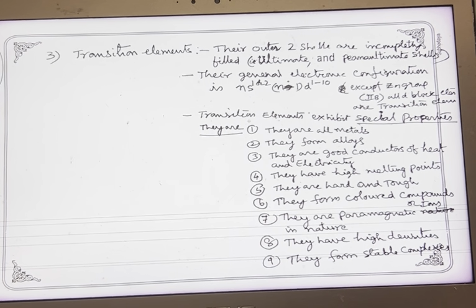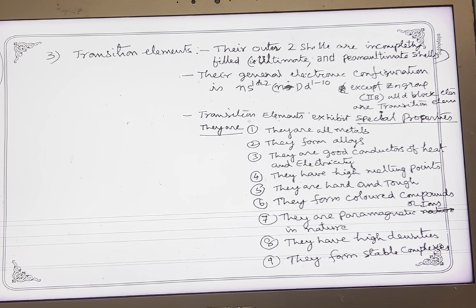So d block: zinc, cadmium, mercury, these are the zinc group elements. They are not considered transition elements. Transition elements exhibit special properties due to incompletely filled d orbitals.